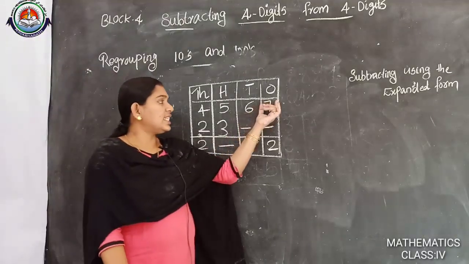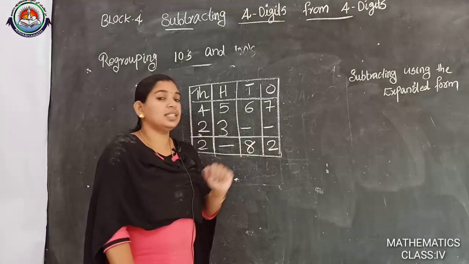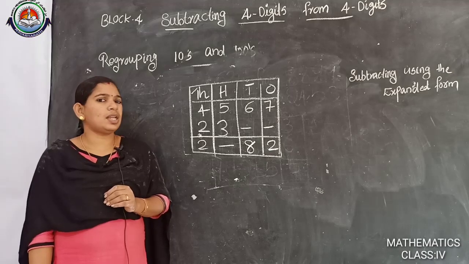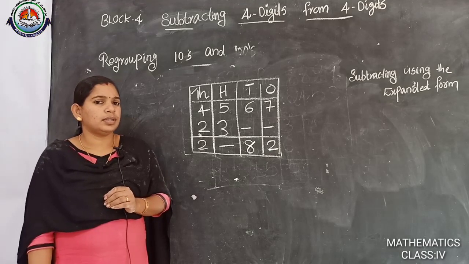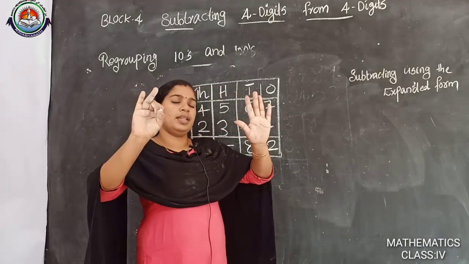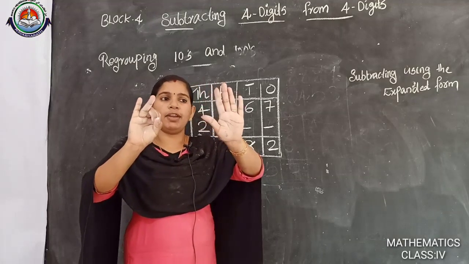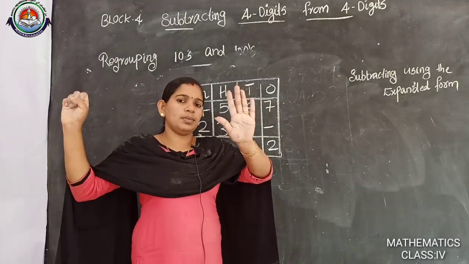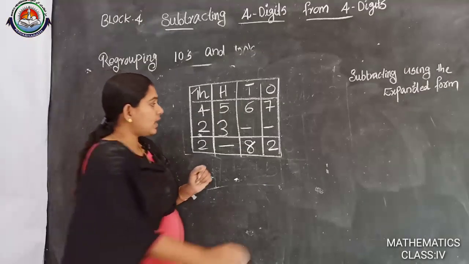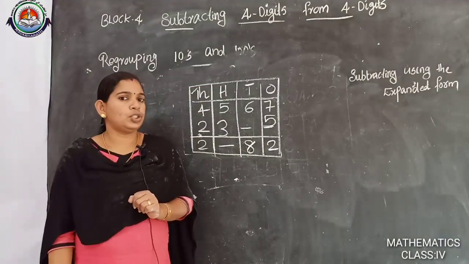Then 7 minus 1 digit, we get the answer 2. 7 minus 1 number. Then minus 1 number, we will get 2. So 7. What is this number? 5. So 7 minus 5 is 2.